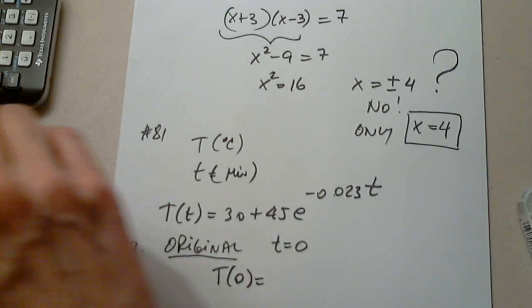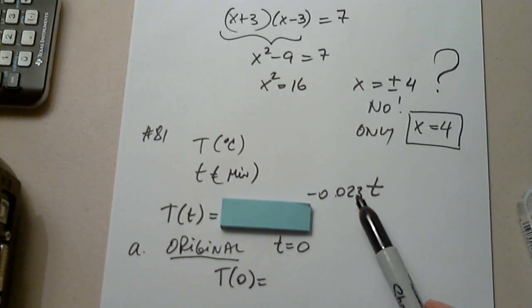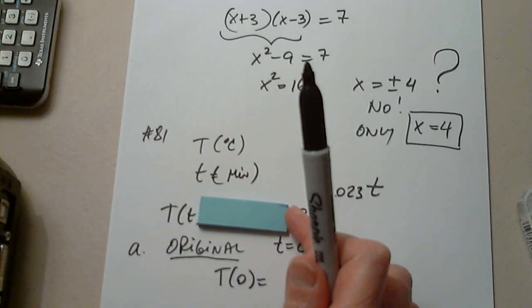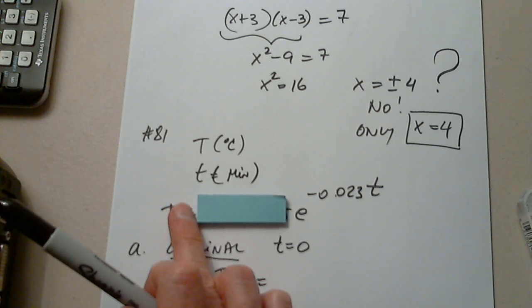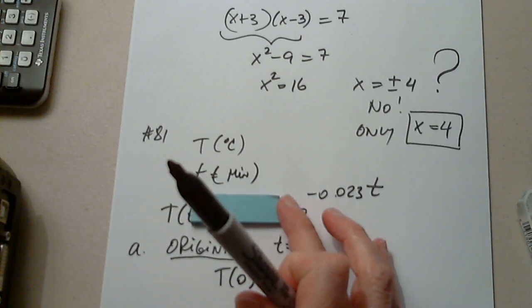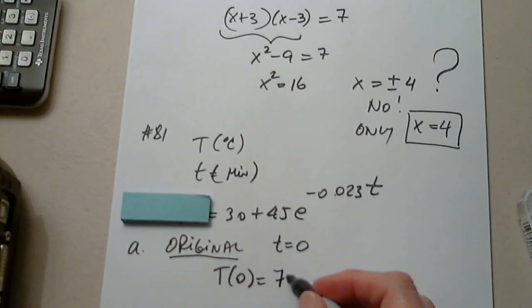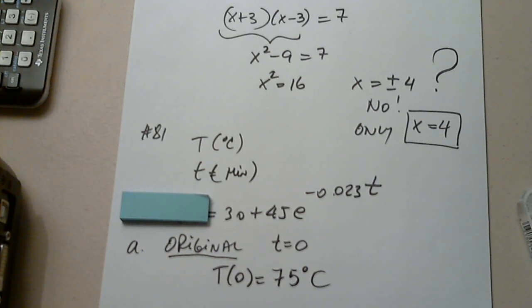Again, we start from where we should, here. How much is 0 times negative 0.023? 0. Perfect. How much is e to 0? Careful, we discussed e to 0. 1. How much is 1 times 45? 45. How much is 45 plus 30? 75. That's it. Good. Going back. Part B. What is the coffee's temperature after 20 minutes?